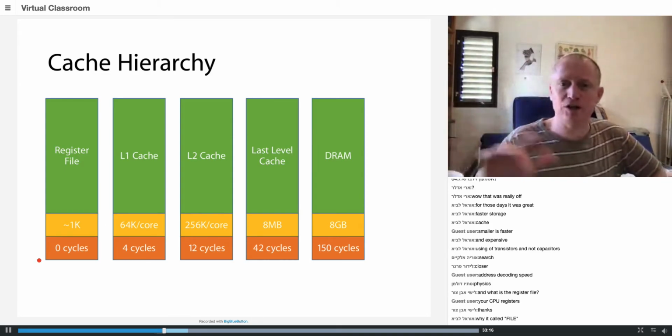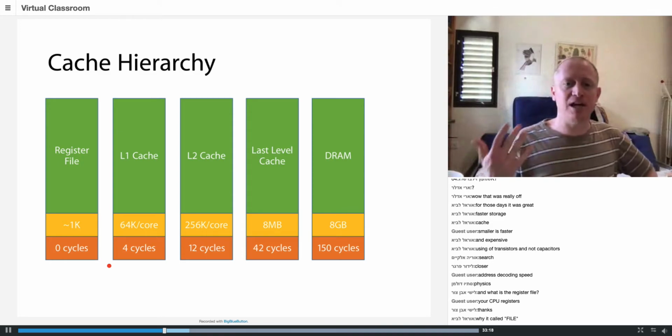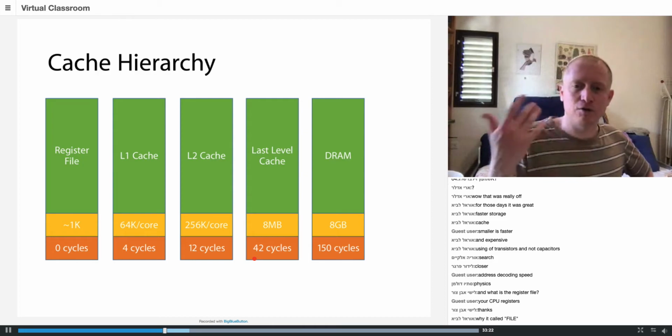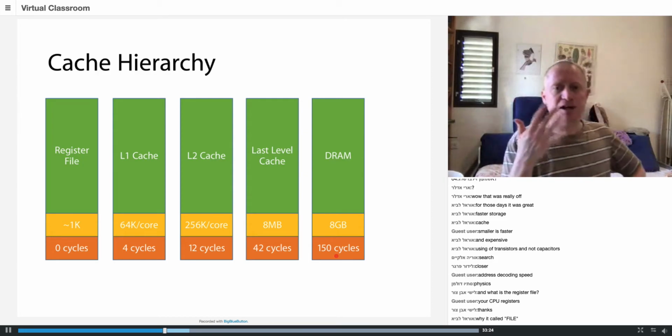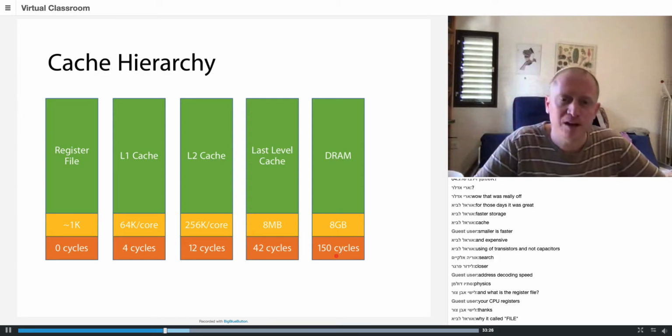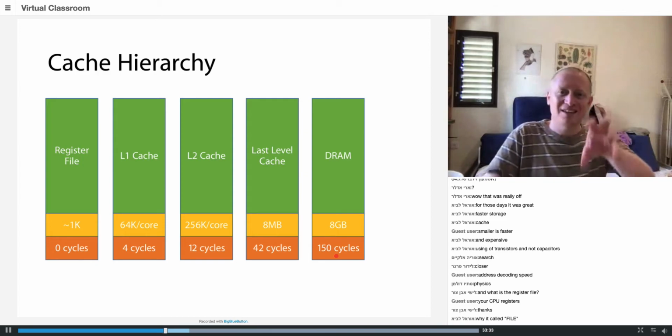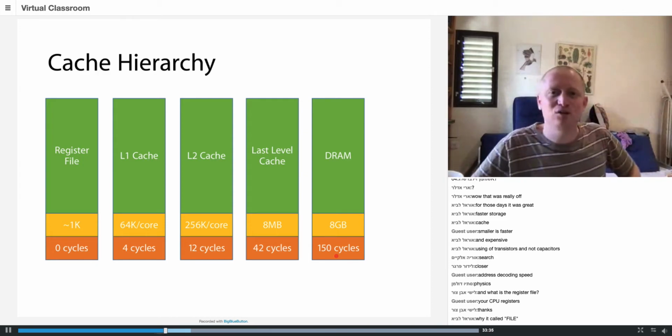To get something from the L1 cache, you need 4 cycles. L2, you need 12. Last level cache is 42. And the DRAM, you see it's 150 times slower than getting it from the register file. So the CPU really, really wants to get the data into the L1 cache.